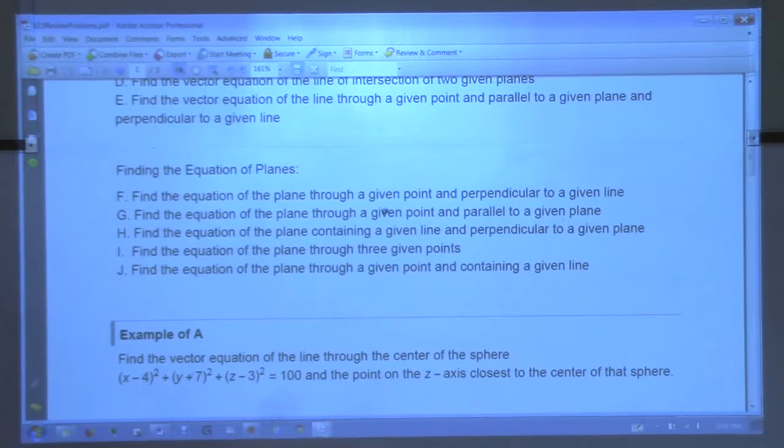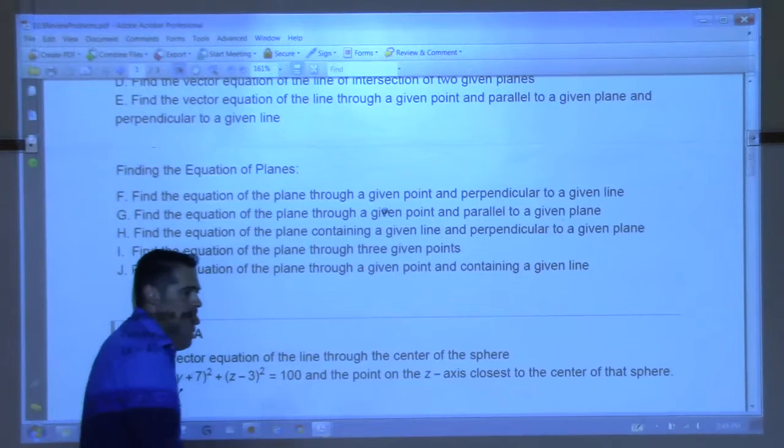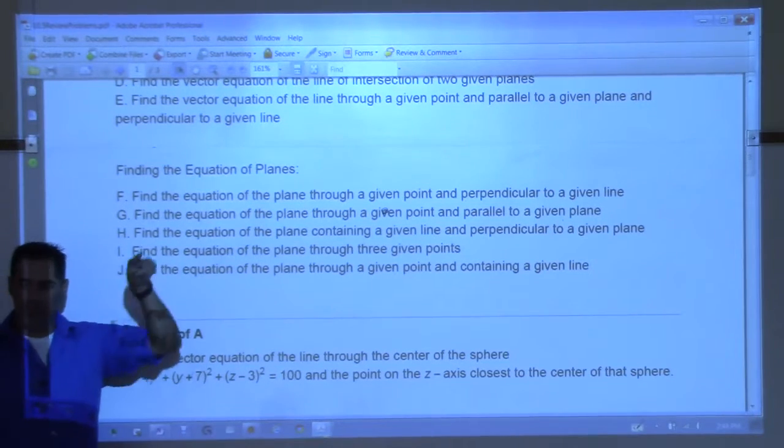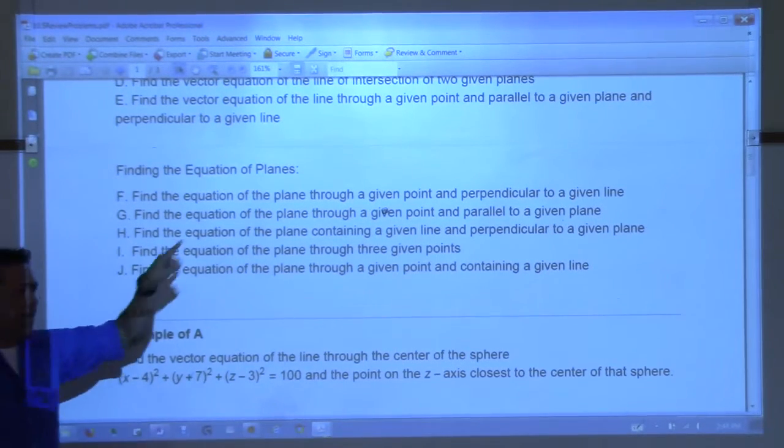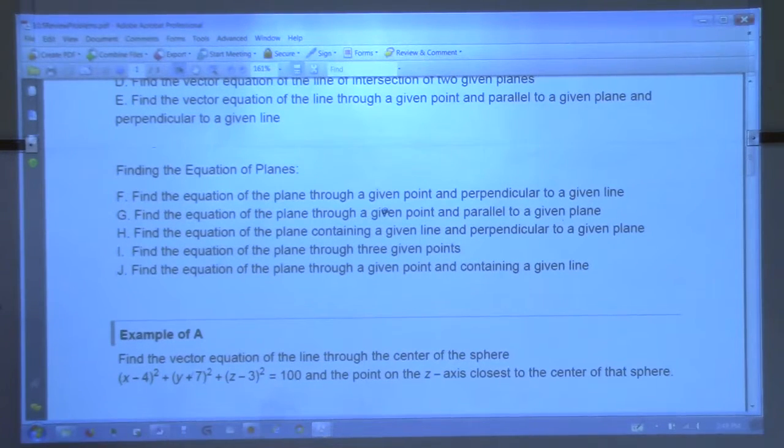How about I find the equation of the plane through 3 given points? We did that in class. So you give 3 points, find the equation of the plane, you just find 2 vectors, cross them, that'll give you your normal.